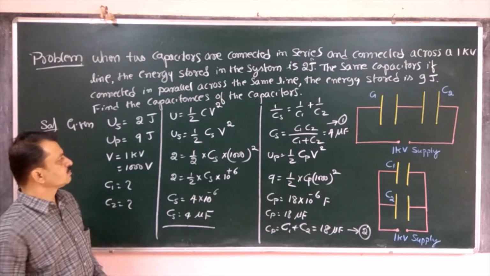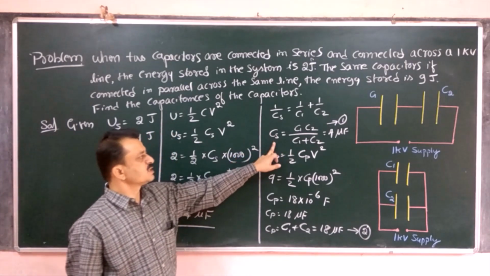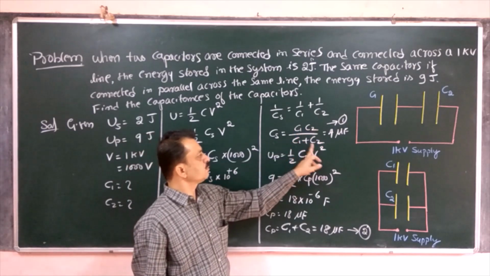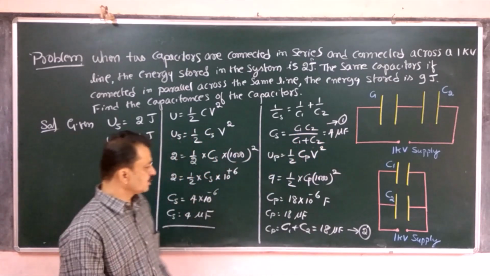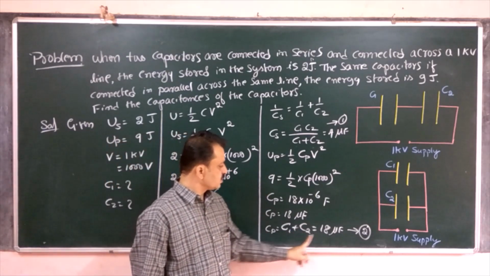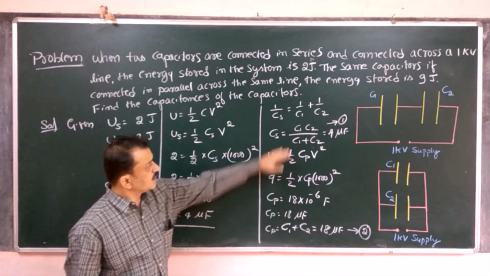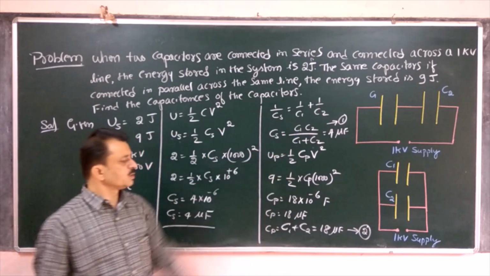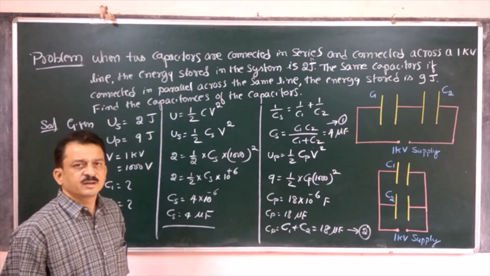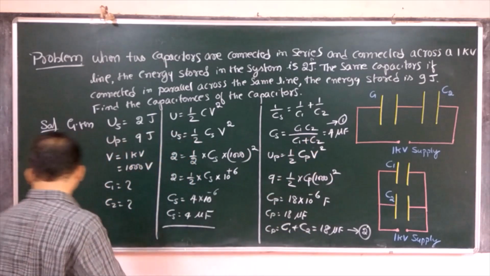So here we get two equations. From the series combination we got one equation: CS is equal to C1 C2 divided by C1 plus C2, that is 4 microfarad. From the parallel combination, CP is equal to C1 plus C2 is equal to 18 microfarad. Now we take the first equation and the second equation and we are going to simplify. Now substitute equation 2 in equation 1. What we will get? I will write here.